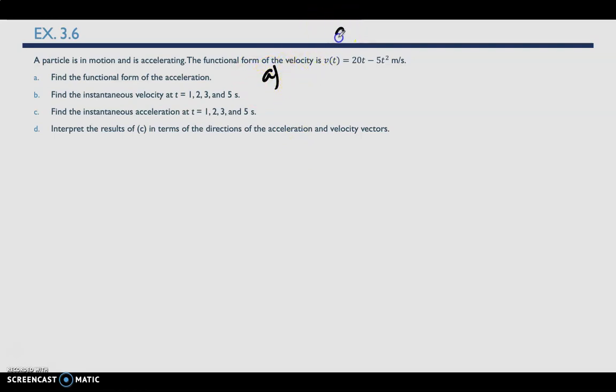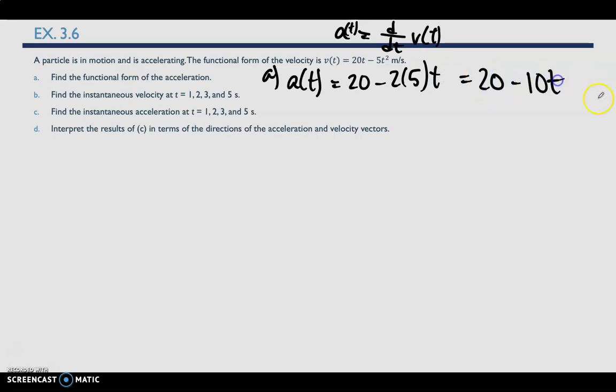Remember that acceleration is the derivative with respect to time of our velocity. So a of t is the derivative with respect to t, so it'll be 20 minus 2 times 5t, or 20 minus 10t. And this is now in meters per second squared. Again, don't worry about it too much, just remember to keep track of your units. All right, we'll finish this in the next video.